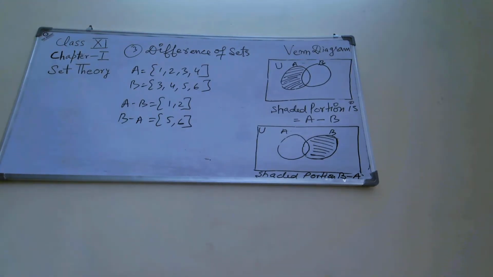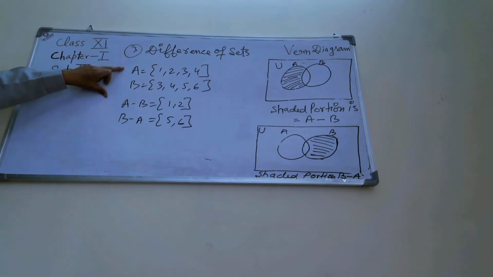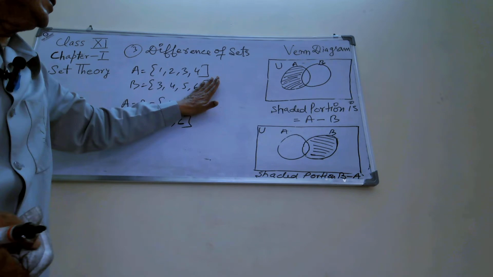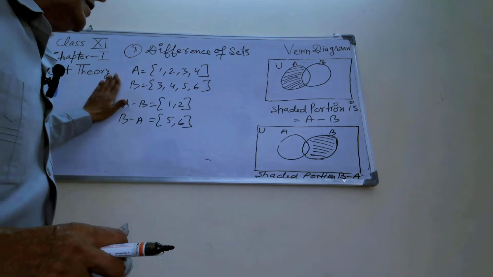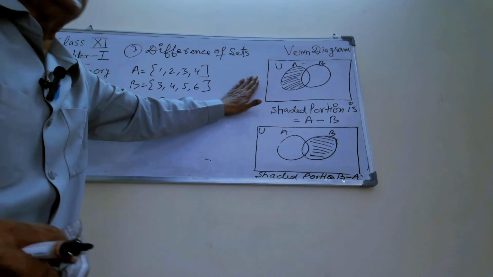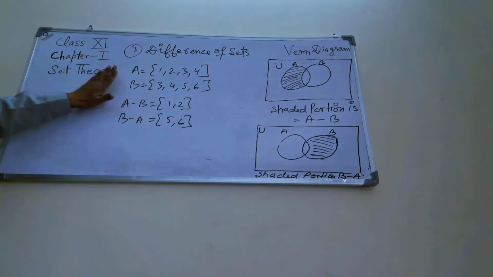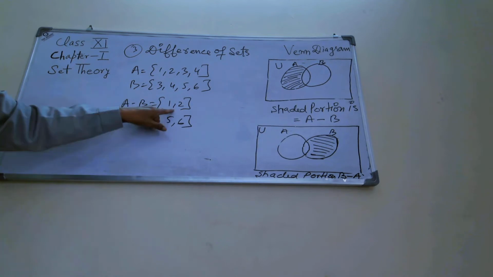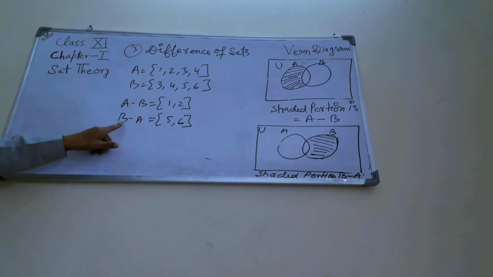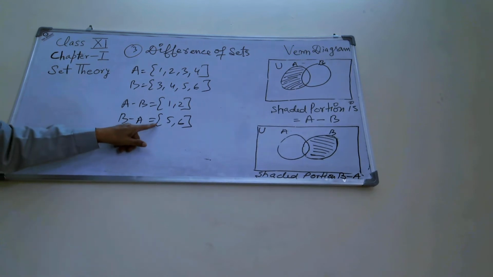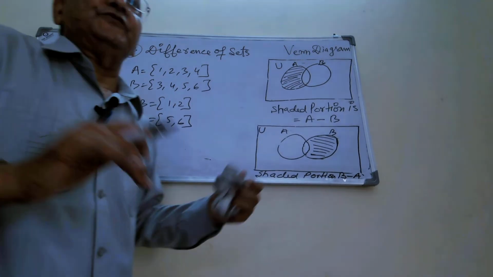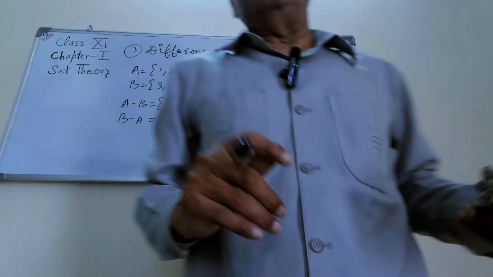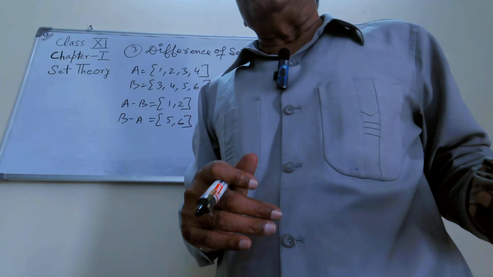So, with the help of these two examples, this is the numerical example and this is the Venn diagram example, it is clear to you. If you have sets A and B and you want to find out A minus B, then 1, 2 are the elements of A minus B. If you want to find out B minus A, the elements of B minus A will be 5 and 6. We have neglected the common elements of A and B.